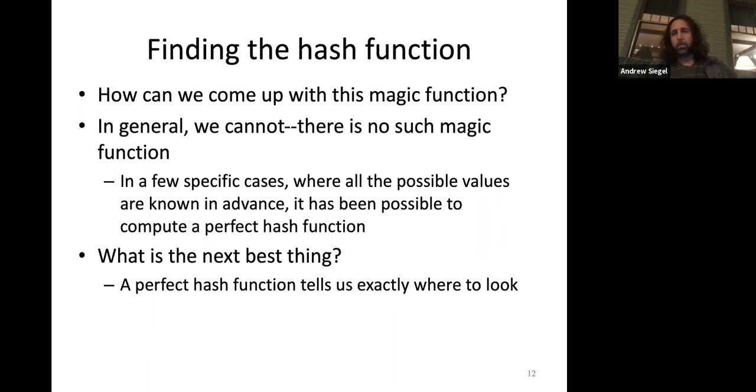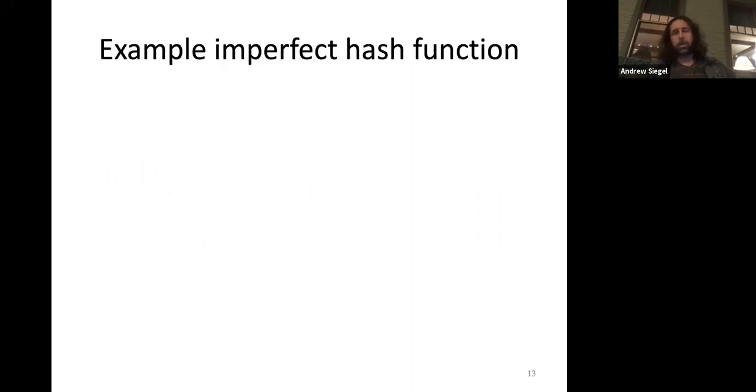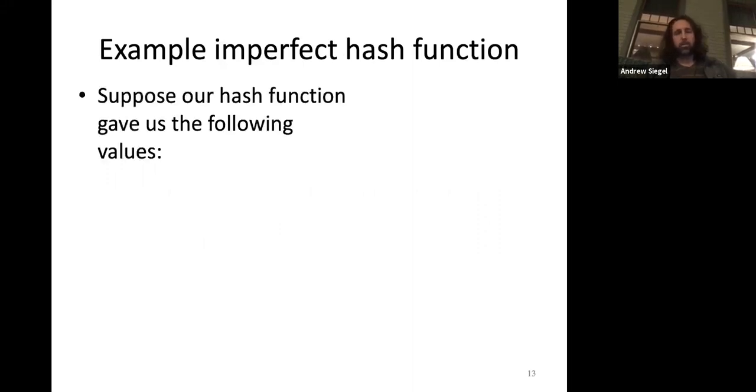But what's the next best thing? Well, the perfect hash function tells us exactly where to look, but in general we just want a hash function that tells us where to start looking, and we want that looking process to be somehow bounded as the number of elements that we are storing increases. Okay, so that's the idea I told you, but let's just look in practice at how this would work.